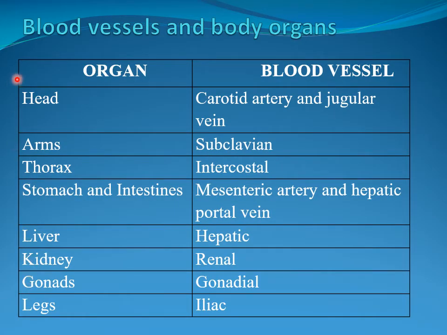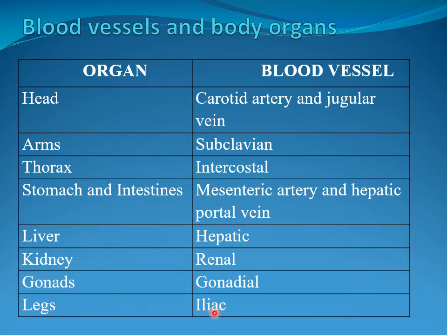We have organ, blood vessel. We have the head, the blood vessels, carotid artery and jugular vein. We have the arms. The vessel is subclavian. We have thorax, intercostal. Stomach and intestines, we have mesenteric artery and hepatic portal vein. The liver, we have a vessel called hepatic. Then the kidney, renal; the gonads, gonadial; the legs, we call it iliac.